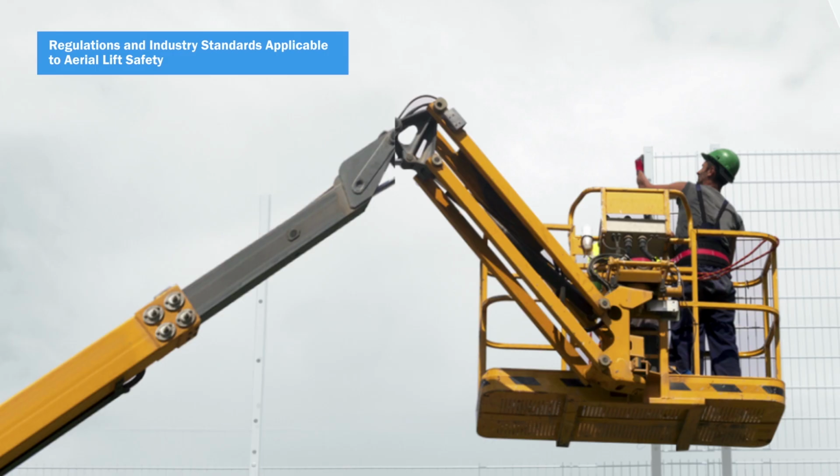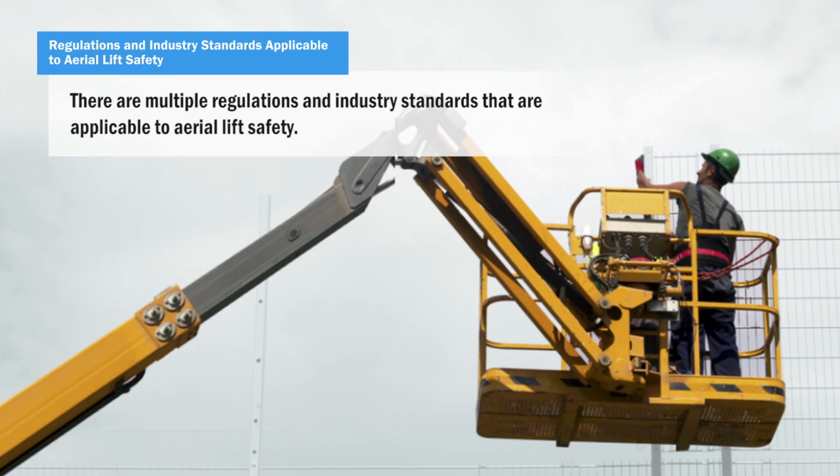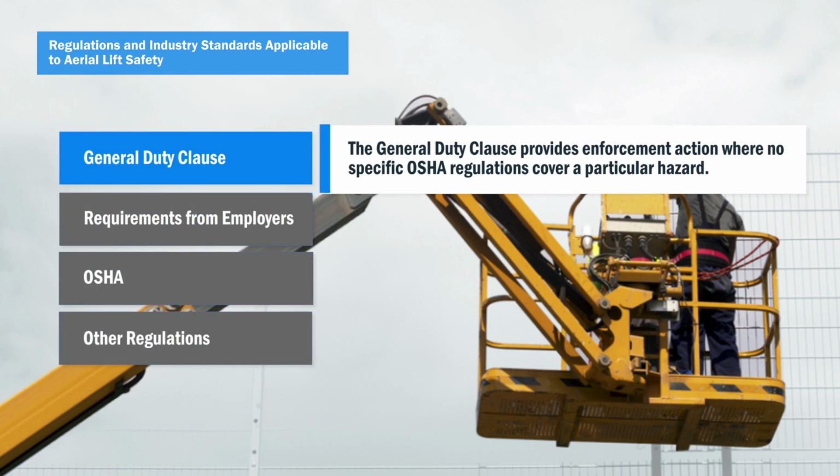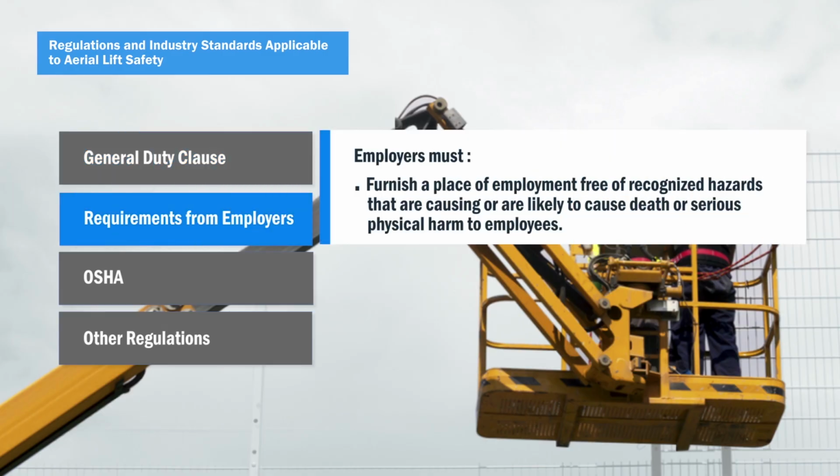Regulations and industry standards applicable to aerial lift safety. There are multiple regulations and industry standards that are applicable to aerial lift safety. General Duty Clause. The General Duty Clause provides enforcement action where no specific OSHA regulations cover a particular hazard. Requirements from employers. Employers must furnish a place of employment free of recognized hazards that are causing or are likely to cause death or serious physical harm to employees.